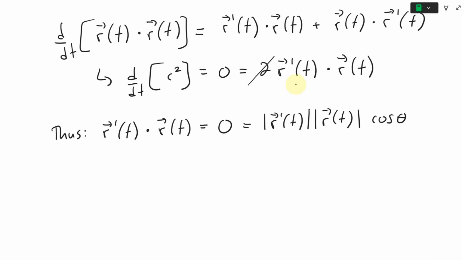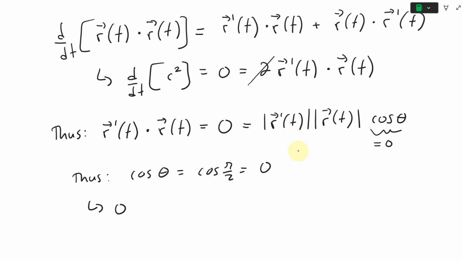And now for this to be 0, it's either these ones are zeros, but again, we're not dealing with trivial values of the vectors. This one has to be 0. So thus we get cosine theta is equal to cosine pi over 2 equals 0, or multiples of that and so on. And we get theta equals pi over 2 radians.